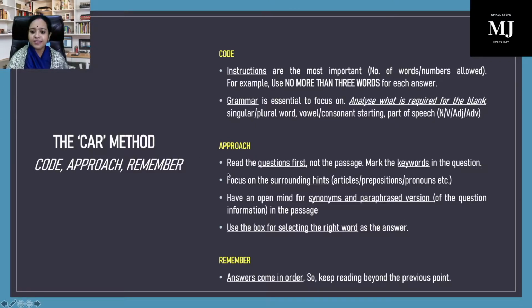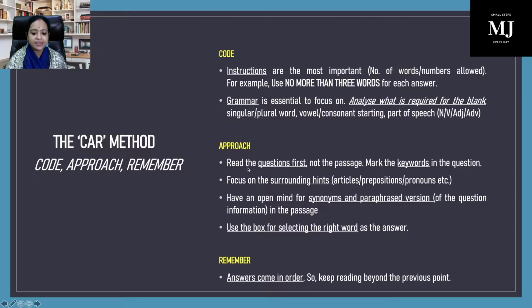So for the list style summary completion, things remain almost the same. Instructions are very important, so please look carefully into how many words are allowed, how many numbers are allowed. Think about grammar, guys. What kind of word is required? Singular, plural, starting with vowel or a consonant? What part of speech? Noun, verb, adjective, adverb.